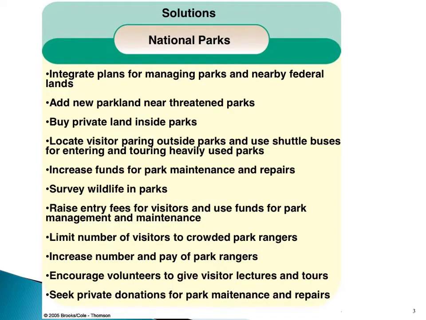So, a couple of things about national parks. The idea is maybe to integrate some plans for managing the parks with nearby federal lands, and add new parkland near threatened parks. If there are threatened parks, why don't we just protect the area around them to help them out? Buy private land inside the parks, locate visitor parking outside parks, and use shuttle buses to go in so we don't get beat-down trails and things like that from all the tourists. Increase funds for park maintenance and repairs. Unfortunately, that's going in the opposite direction these days. Survey wildlife in parks, raise entry fees, and put those funds toward park management and maintenance.